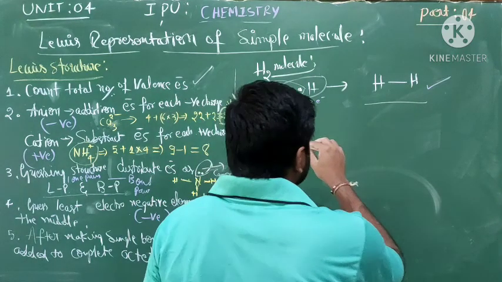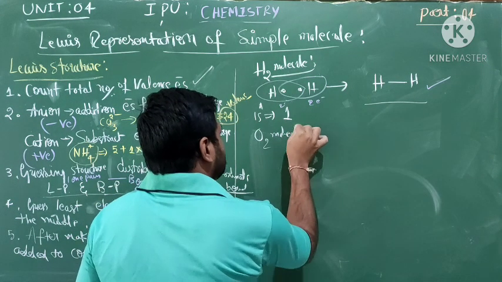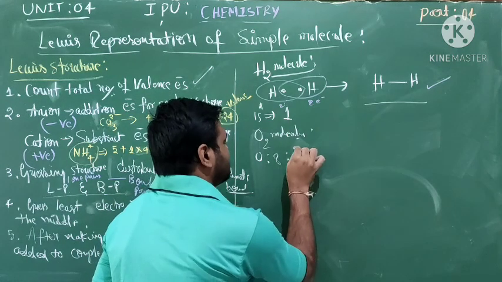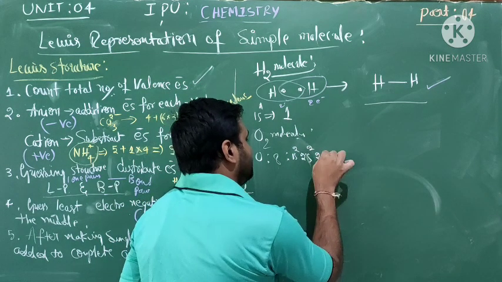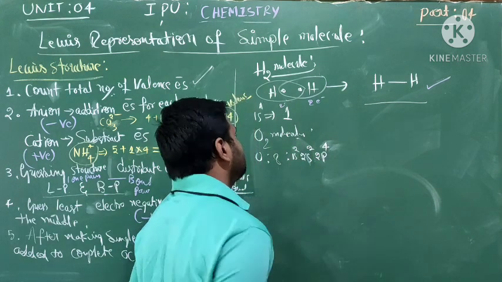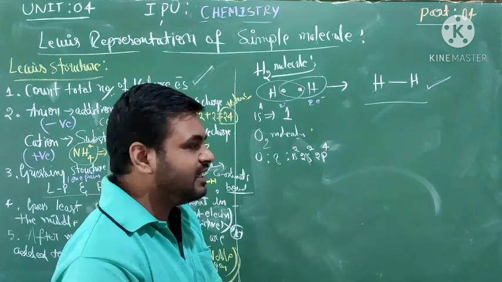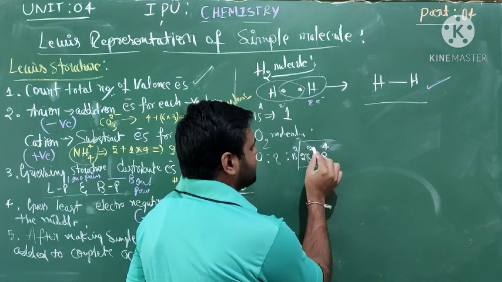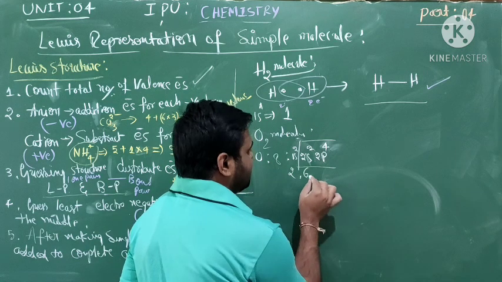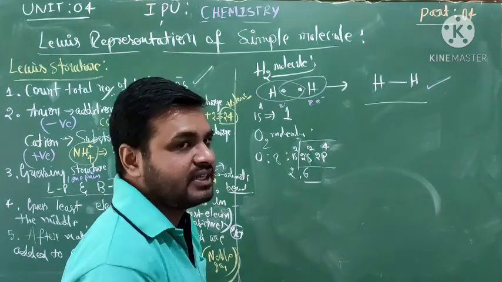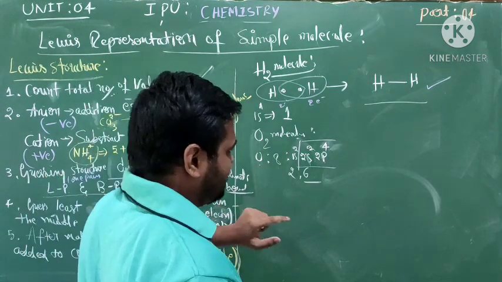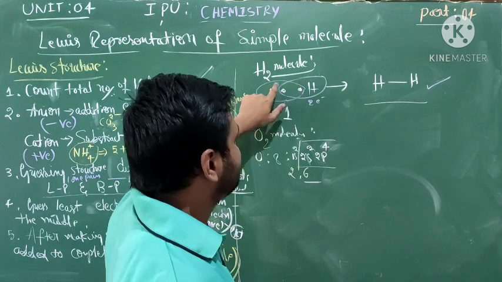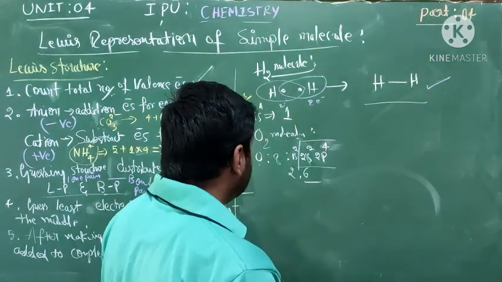Let me go to the next one: the oxygen molecule. First, oxygen's electron configuration: atomic number is 8, 1s2, 2s2, 2p4, 4 plus 2, 6. So concentrate on the valence electrons. How many valence electrons does oxygen have? 4 plus 2, 6. So there are 6 valence electrons in each oxygen atom. Now the oxygen molecule.